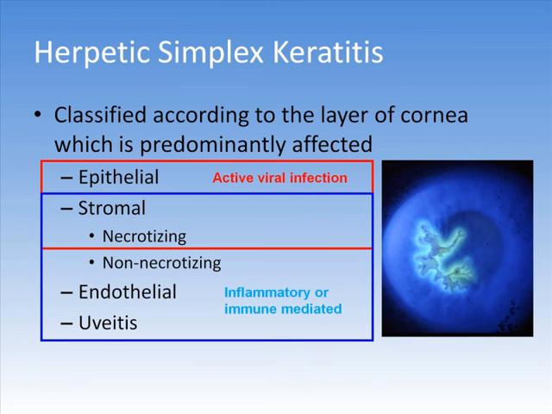Herpes simplex keratitis may be classified according to the layer of cornea which is predominantly affected. Epithelial disease is due to active viral infection. Non-necrotizing stromal disease, endothelial disease, and uveitis are immune-mediated. Necrotizing stromal keratitis involves both a severe inflammatory response and active viral replication.